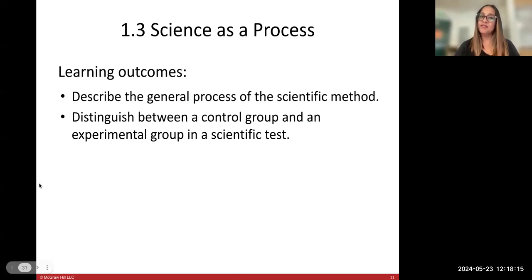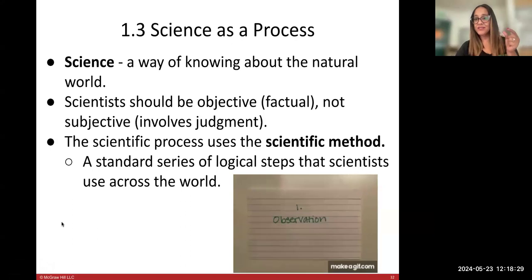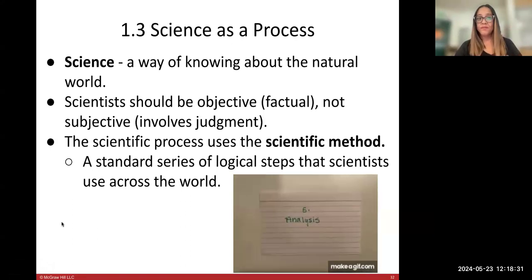And then science is a process. We're going to talk about the scientific method, which is hopefully something you've talked about in every single science class you have ever taken throughout your entire life. But science is a way of knowing about the natural world. The root word sci from science literally means to know.